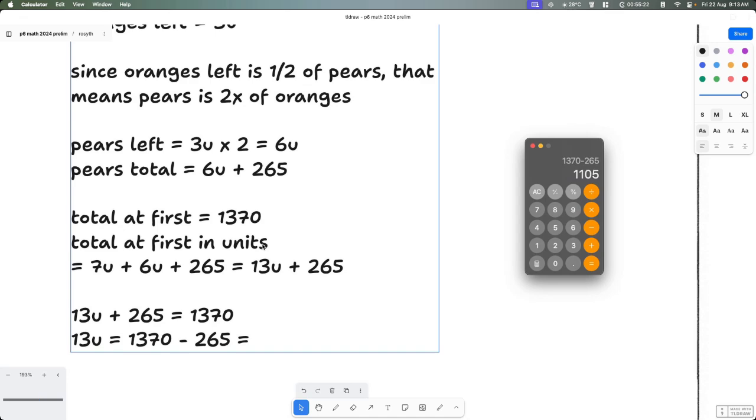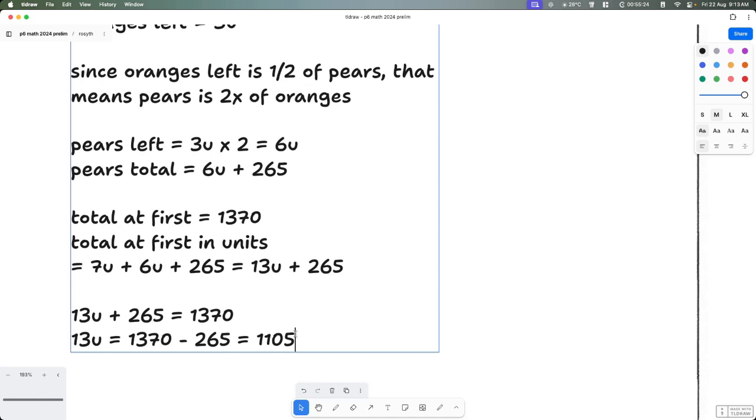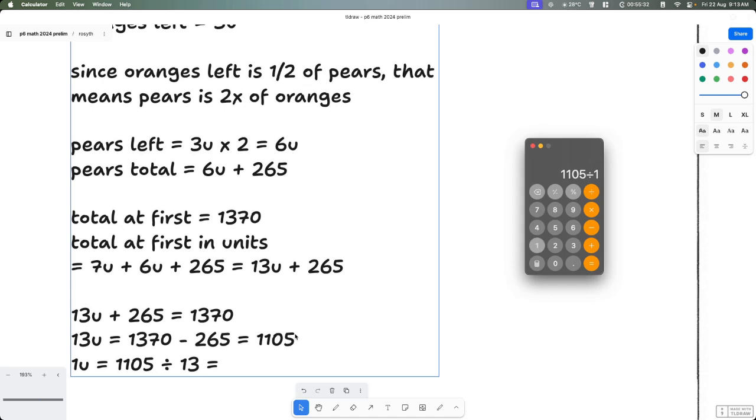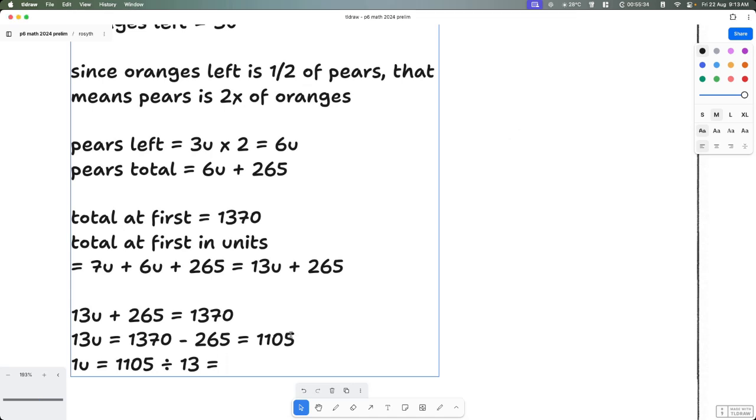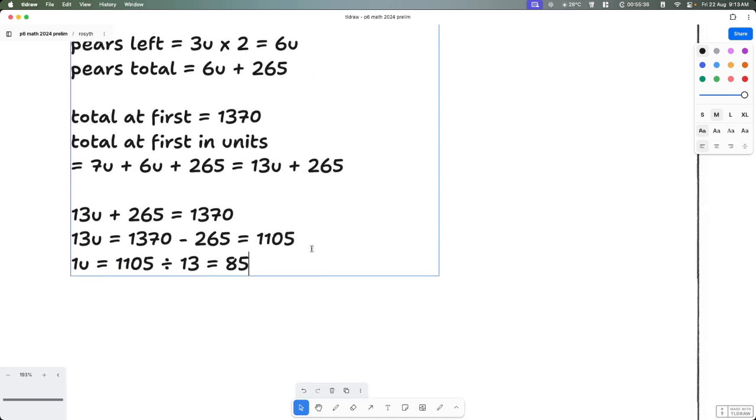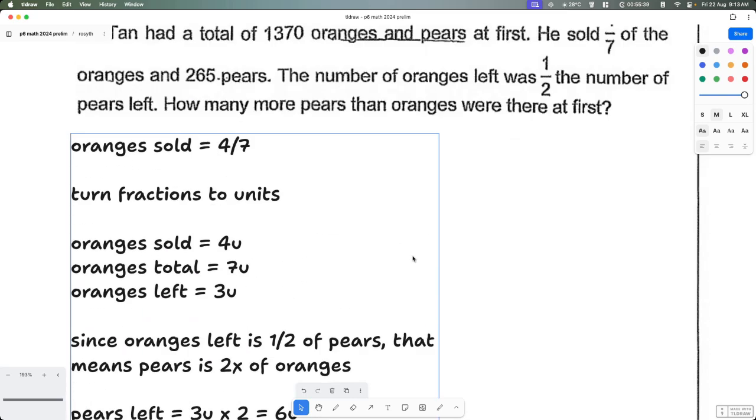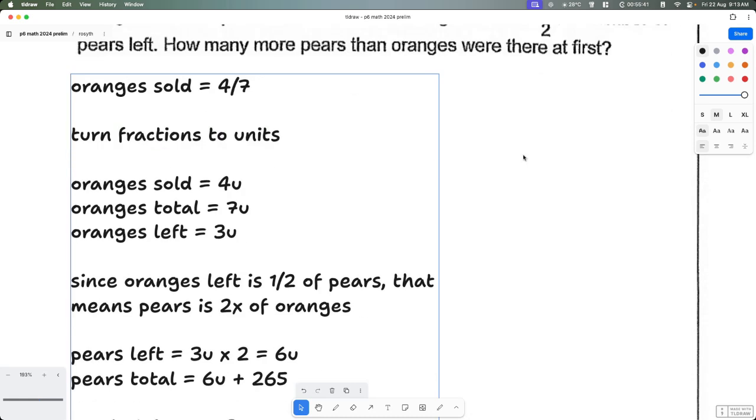This will give us 1105. Okay, and then 1 unit is equal to 1105 divided by 13. Let's use the calculator, divided by 13. This will give us 85. So once you know the 85, we want to get the difference. How many more pairs than oranges were there at first?